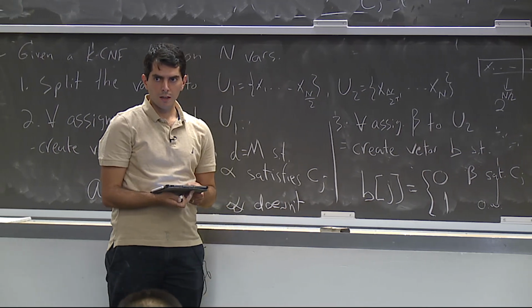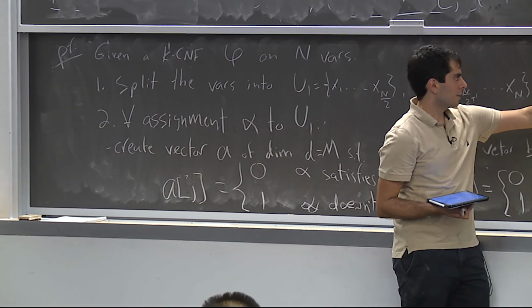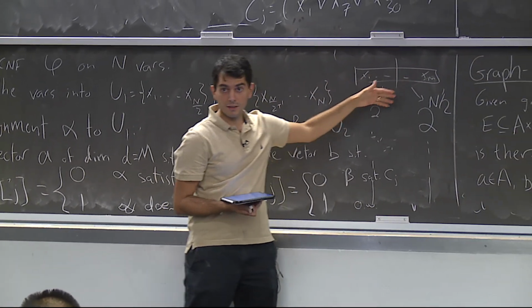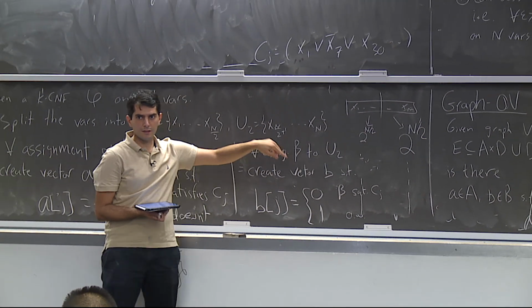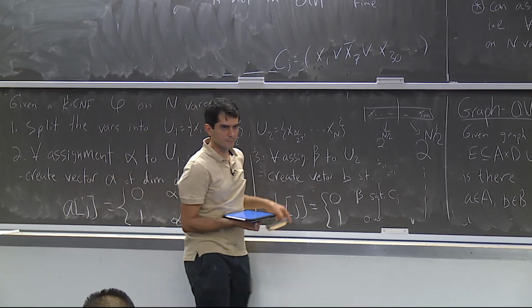Okay. So I define the beta vectors exactly the same way. I look at this assignment, I go over the clauses. For each one, I check if it satisfies. If it satisfies, I put 0. If it doesn't, I put a 1. That's it. That's the reduction. Now let's analyze it.